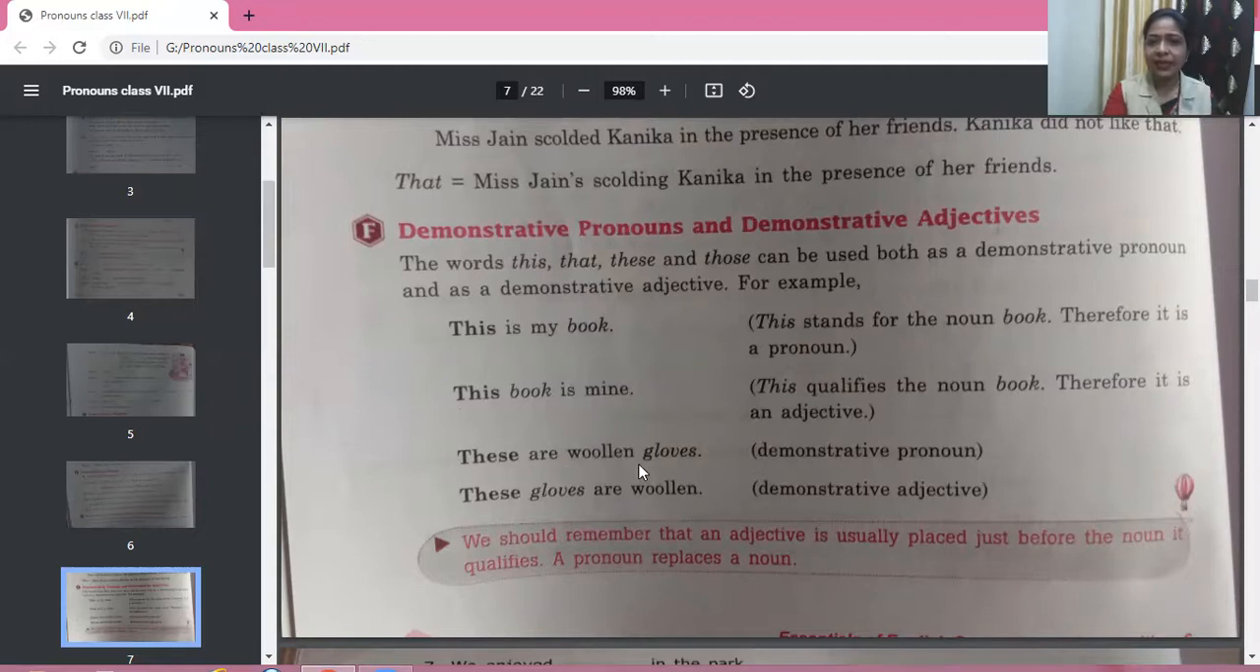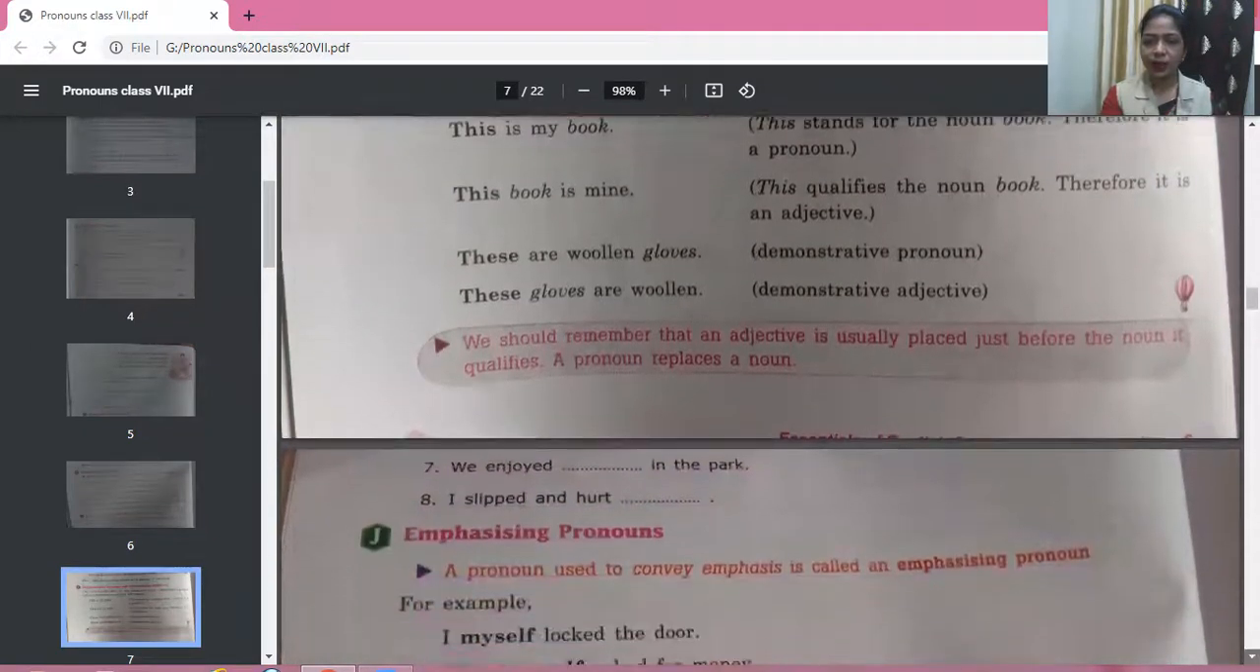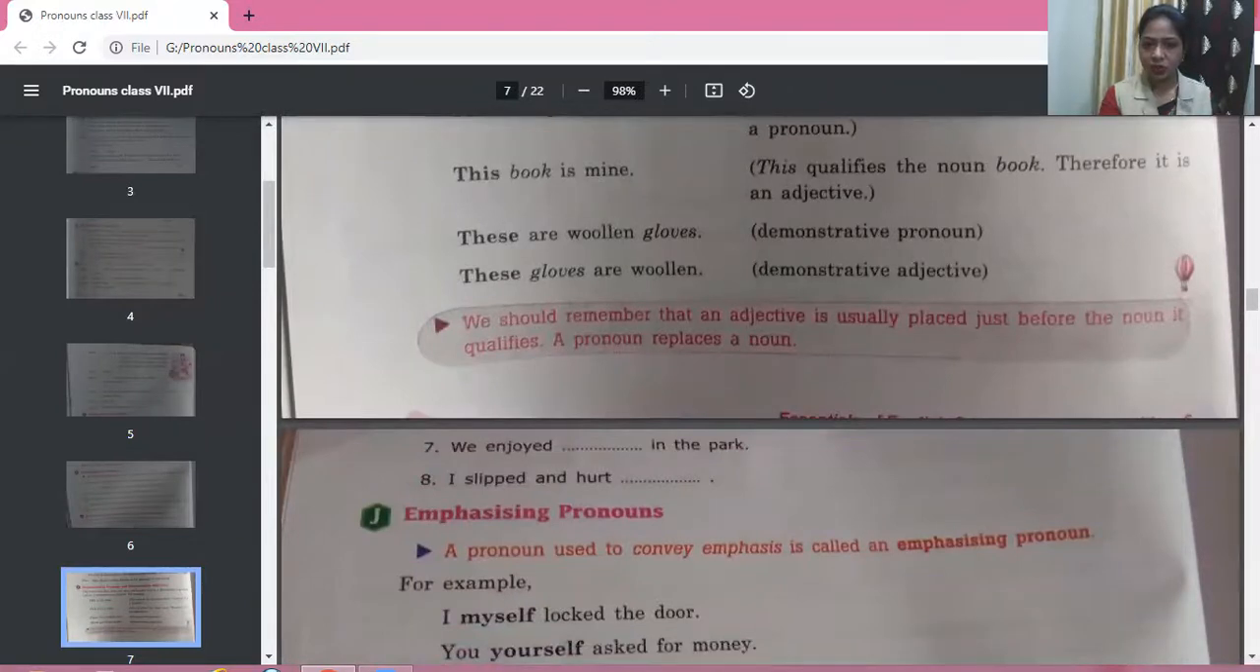See here. These are woolen gloves. Now these and gloves are separated, so this is a demonstrative pronoun. But in the second sentence, these gloves are woolen. Now gloves and these are put together, so this is an adjective, a demonstrative adjective. That is the difference between demonstrative pronoun and demonstrative adjective. So that's a simple way of knowing demonstrative pronoun and adjective.